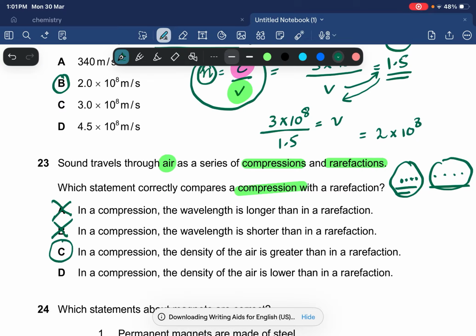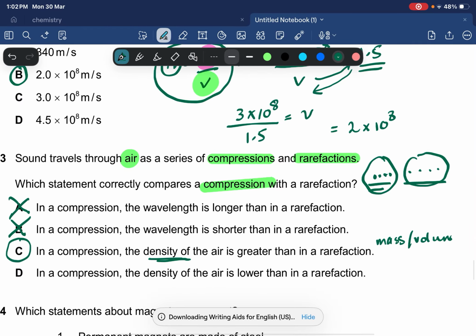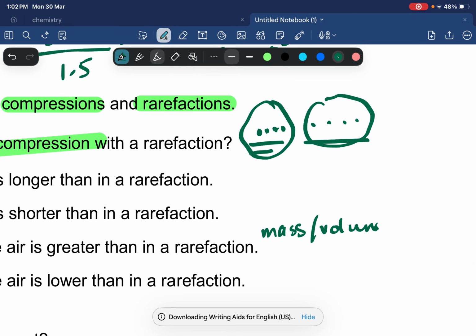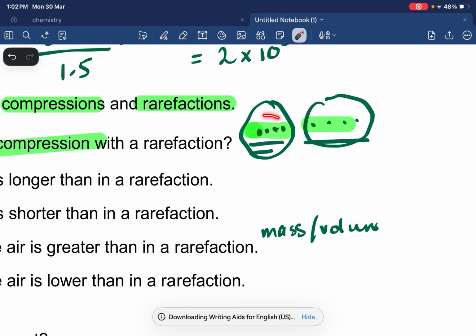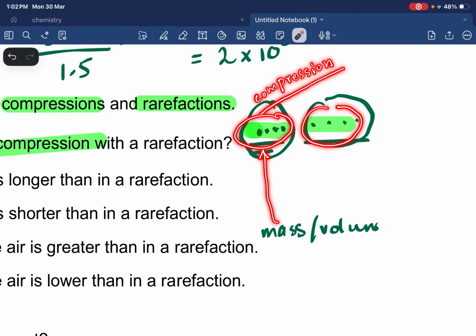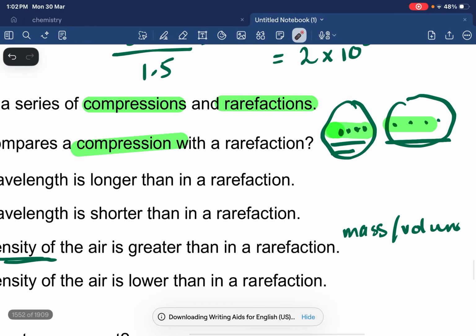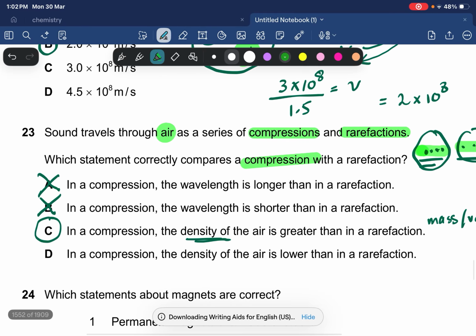Yeah, that's correct. What is density? Density is mass per unit volume. When there are going to be more particles, if we take the same volume, okay? So we take this much volume here and this much volume here. So the volume over here and here is the same. But the problem is that there is more mass over here in a compression. And if there is more mass in a compression, then that means the density is going to be greater because the volume is the same. So that's why there is going to be greater density.